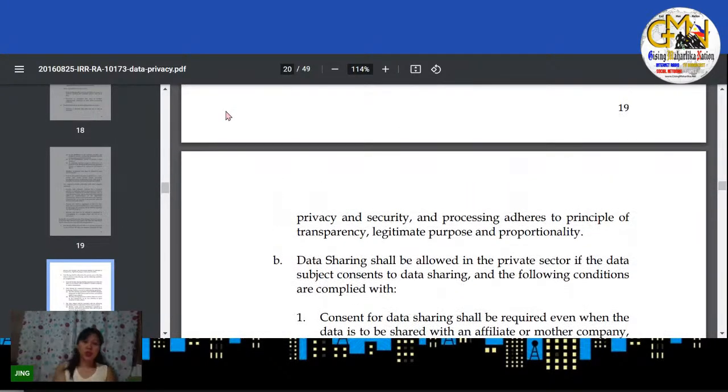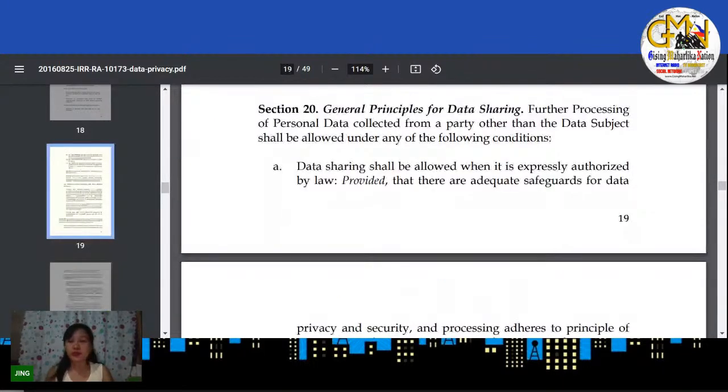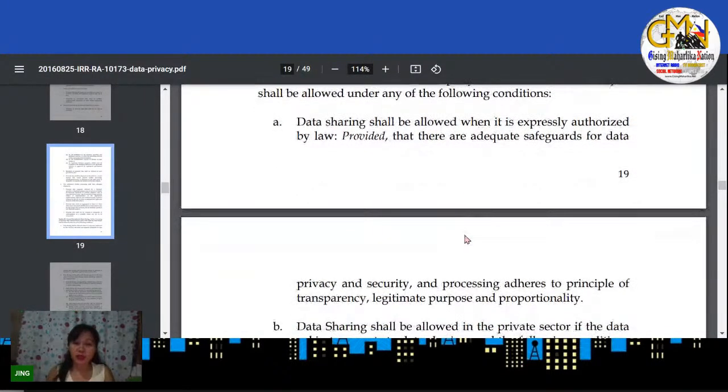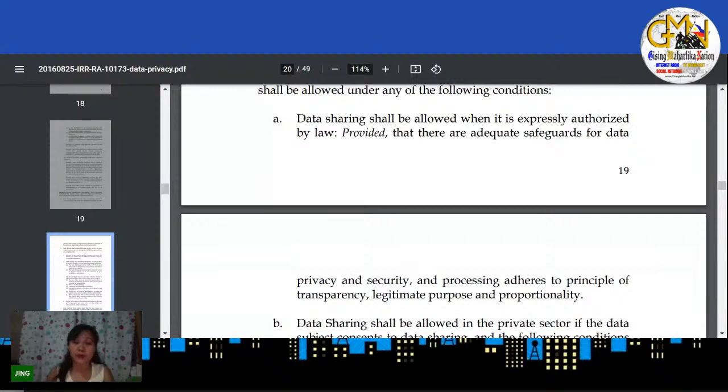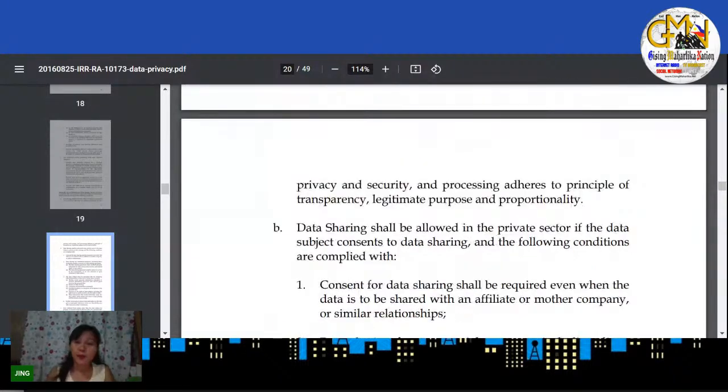From the Section 20, the General Principles for Data Sharing. Further processing of personal data collected from a party other than the data subject shall be allowed under any of the following conditions. A. Data sharing shall be allowed when it is expressly authorized by law, provided that there are adequate safeguards for data privacy and security, and processing adheres to principles of transparency, legitimate purpose, and proportionality.